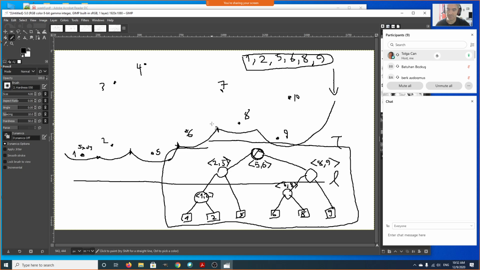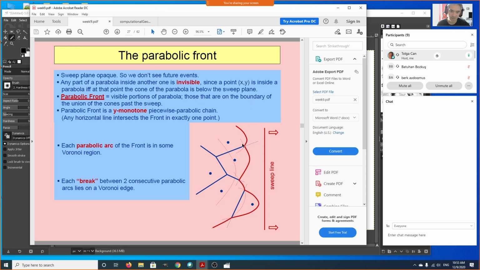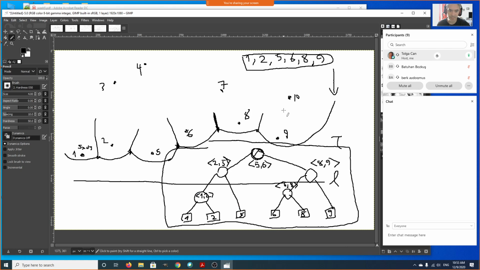And it's not a surprise that these breakpoints, since they are equidistant to these two sites, 8 and 6 for example, will be tracing out the edges of our Voronoi diagram. So these breakpoints between parabolas trace out, as you can see, the edges of our Voronoi diagram. Now, let's look at a vertex of the Voronoi diagram. I'm going to show you this vertex information on this interactive website.